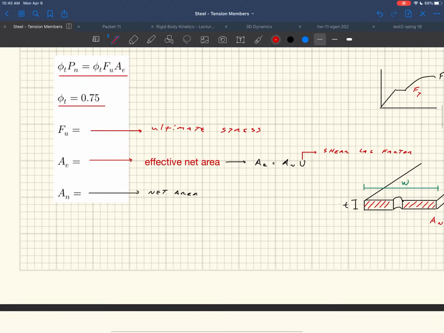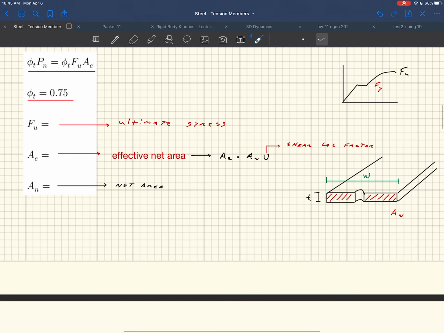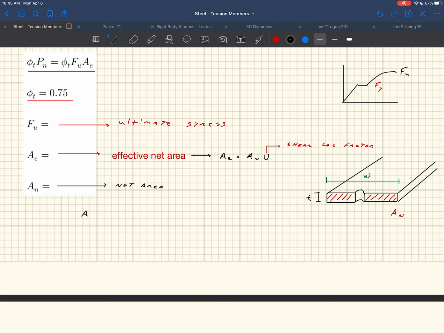Got a little bit of a rabbit hole that we're going down here, right? You're like, oh, this is pretty easy. I got it. This is just phi Fu times AE. Fu is just the ultimate stress. AE, though, is the effective net area. How do you calculate the effective net area? Well, you take the net area and you multiply it by the shear lag factor. Okay, well, what is the net area? Well, the net area, AN, all right, we're going to talk about each of these components. We'll talk about what AN is, and we'll talk about what U is in a second.